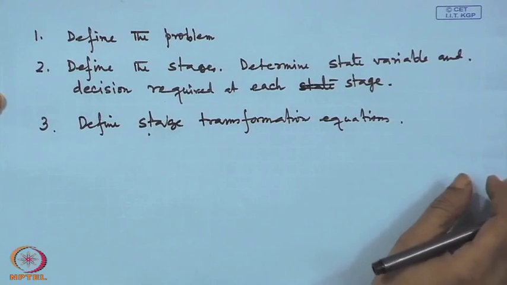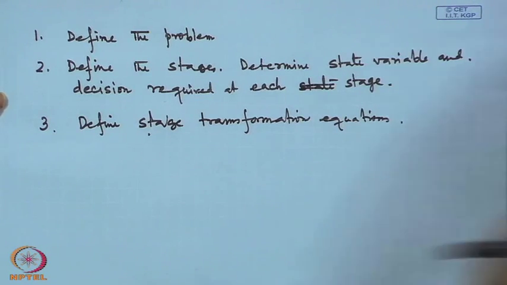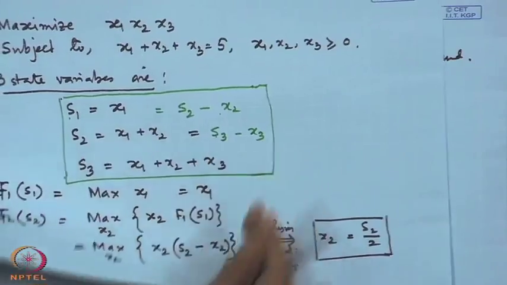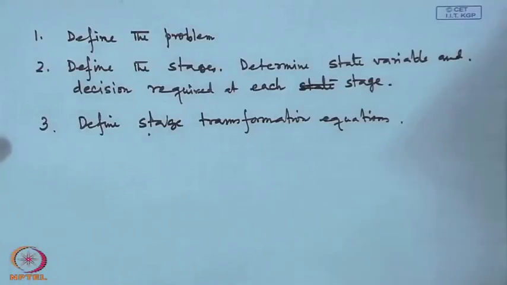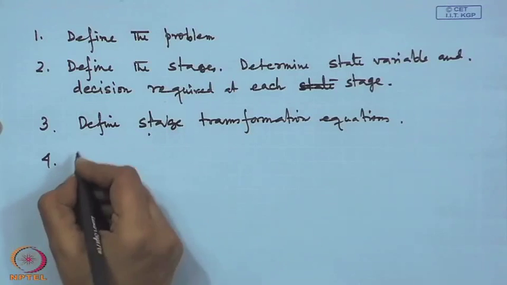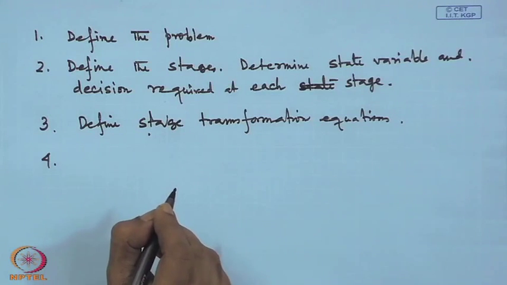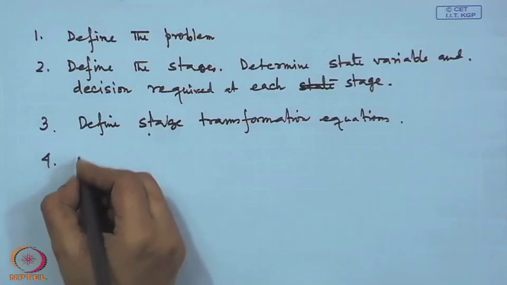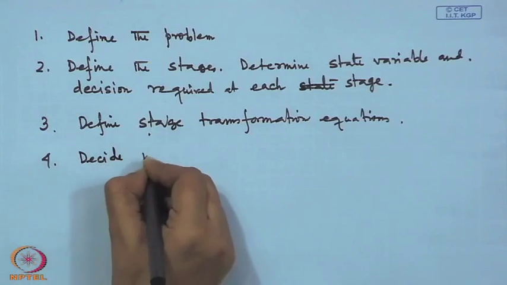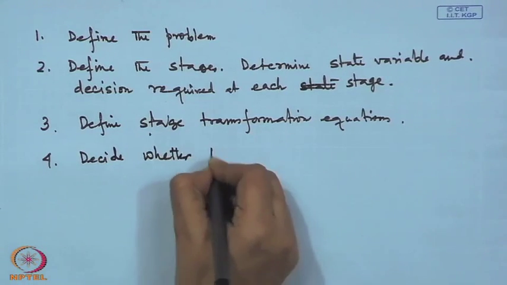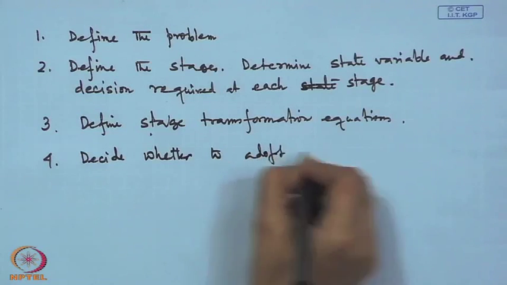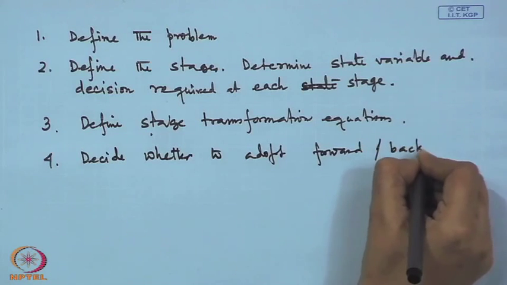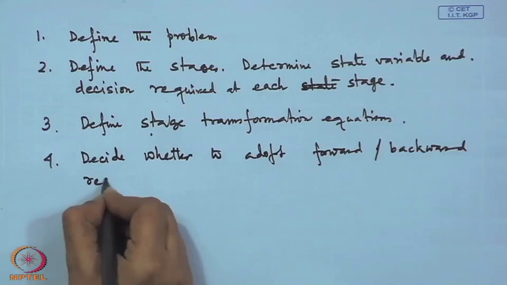As we did there, because we had the state transformation equation in this case, that S1 is equal to S2 minus X2, S2 is equal to S3 minus X3, etc. These are the state transformation equations, and then we have to decide whether we will adopt the forward recursive relation or the backward recursive process. That is why decide whether to implement forward or backward recursive process.